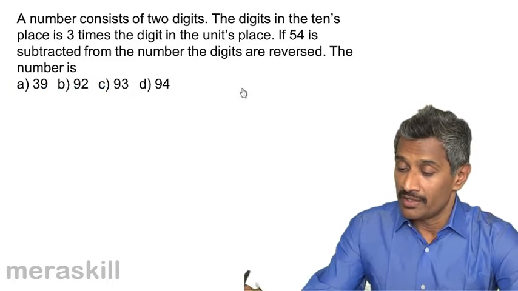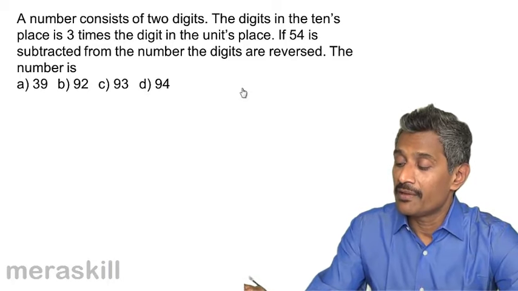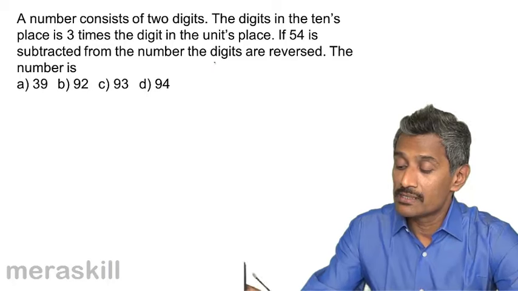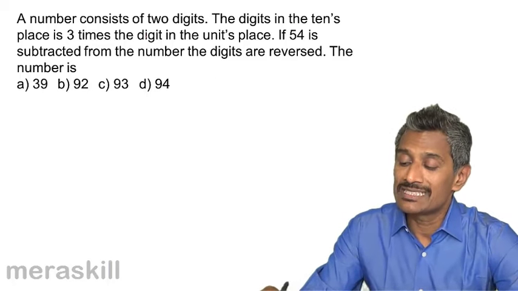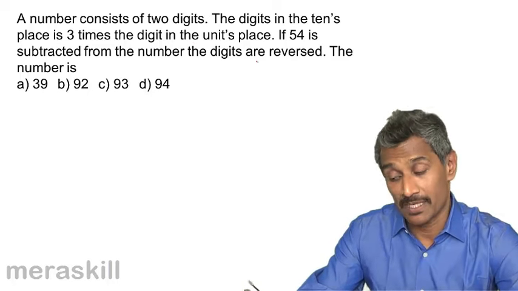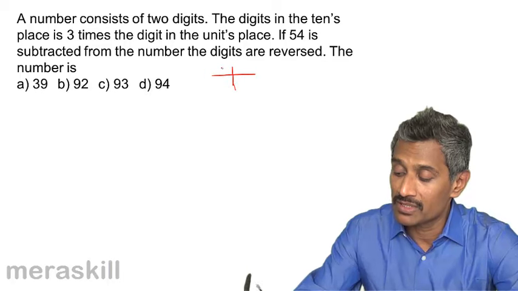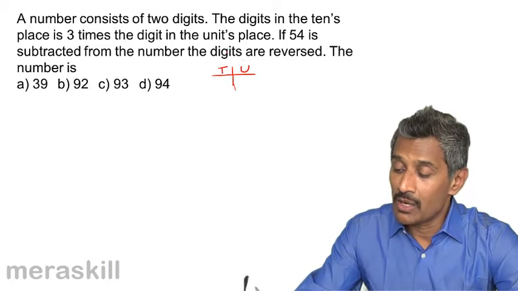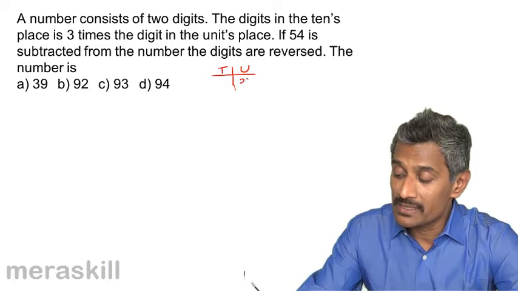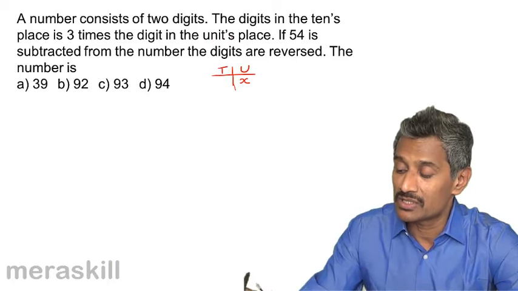Okay. Now next, what do we have here? We have a number consists of 2 digits. The digit in tens place is 3 times the digit in units place. Let's get back to the same process which you did some time back. You have the digit in tens place, we have the digit in units place. Now we can take the digit in units place as X. It's told that the digit in tens place is 3 times the digit in units place.